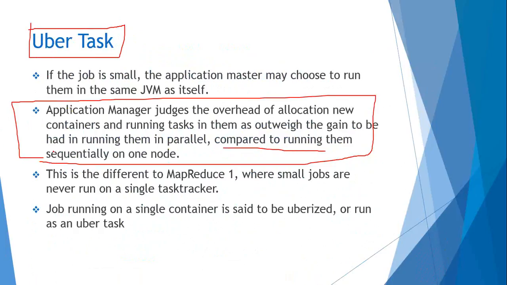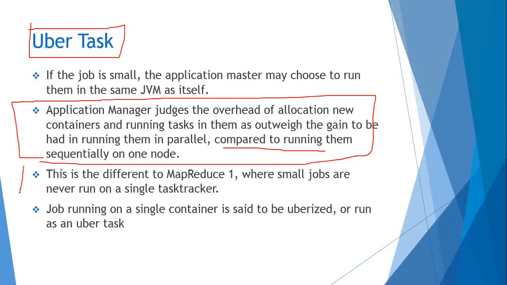Say there are three tasks which need to be triggered for my whole job. If I run them sequentially on my local node, will that be faster, or will doing all this negotiation and creating containers on some other data node be faster? So it figures that out, and based on that it might trigger your uber task, which is nothing but all your work being done on the same application master rather than spawning new containers for that job.